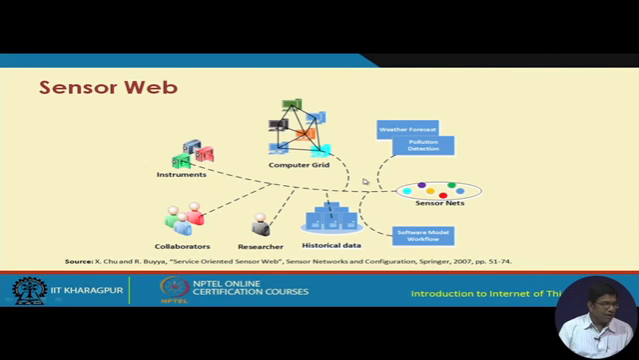So, what we have are different types of sensor networks like this, which are connected to different things like computer grid, to different instruments such as microscope, telescope, and so on, scientific instruments, different collaborators through mobile phones, etc., researchers, different historical data, legacy data which are stored in data servers, server farms, cloud, etc., and taking care of issues such as weather forecast, pollution detection, software model workflow, and so on. So, all these together form what is known as the sensor web.